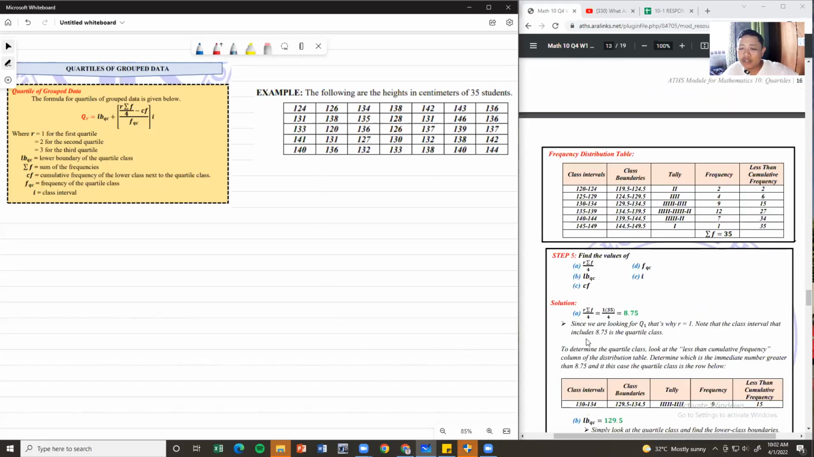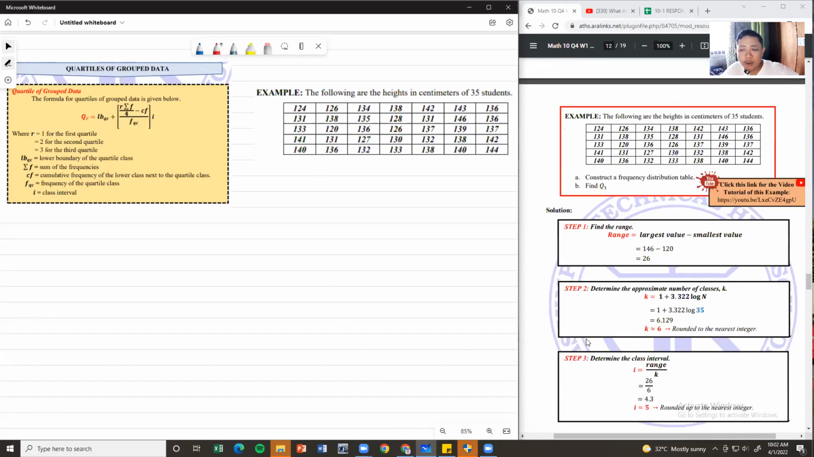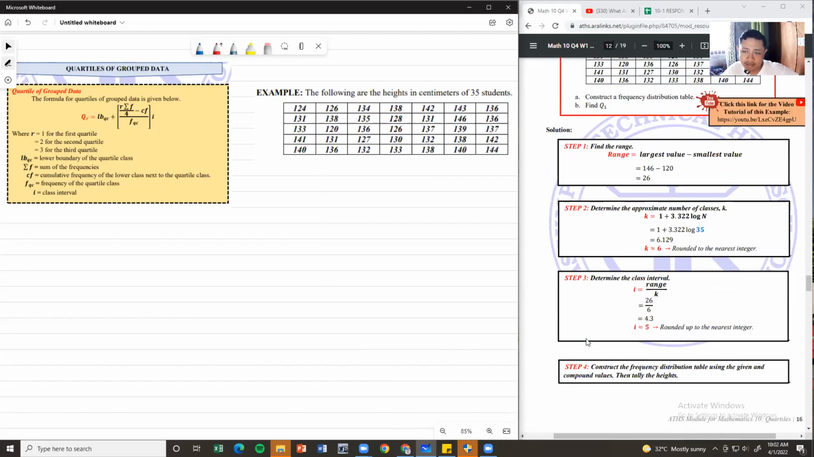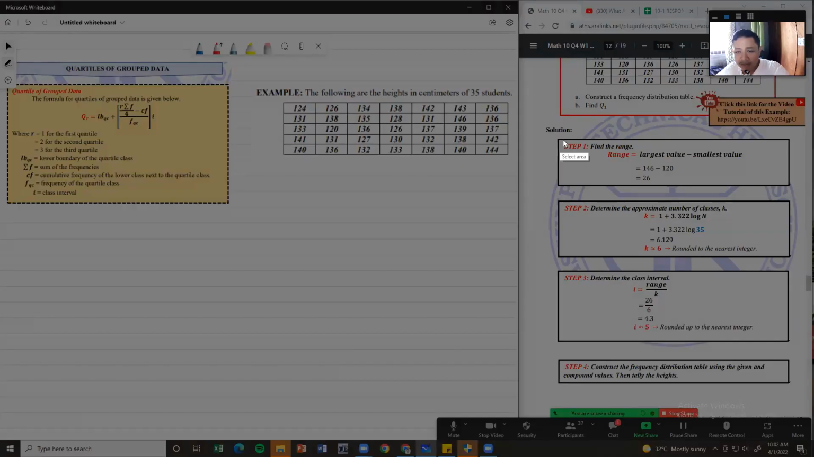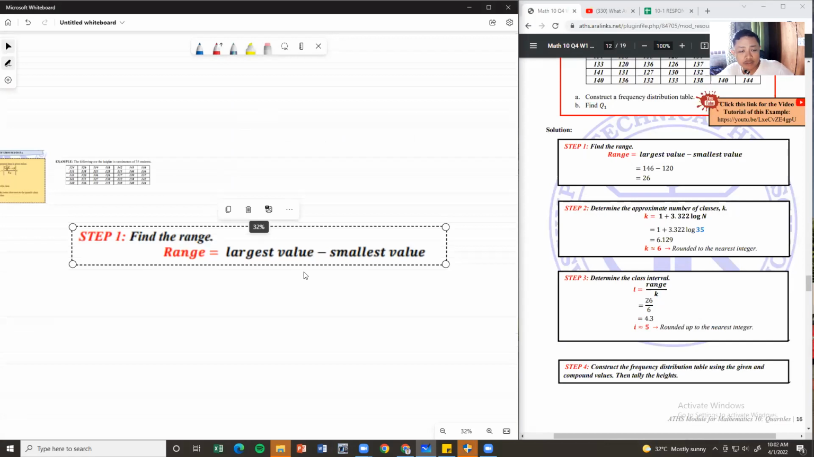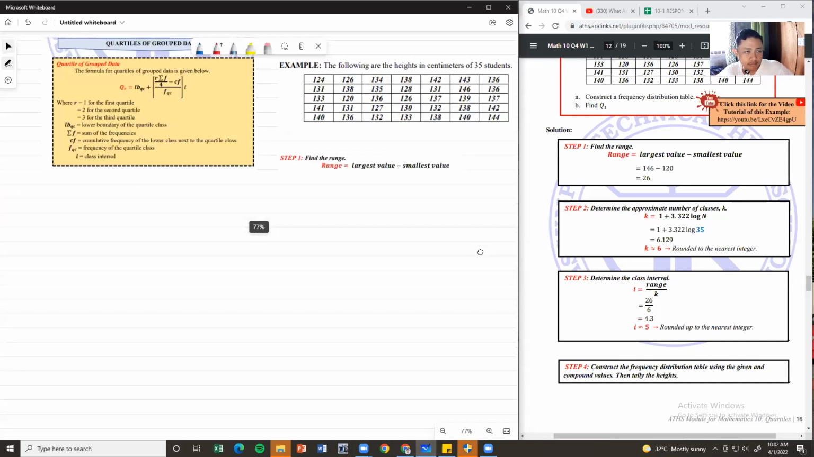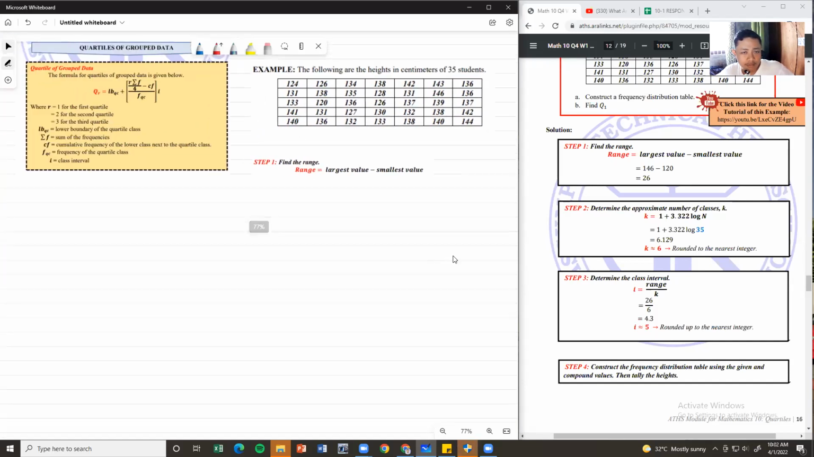And how do we construct that frequency distribution table? We have to follow these steps. Okay, so step one is this. Step one is get the range. When we say range, we need to get the largest value minus the smallest value. That is our range.